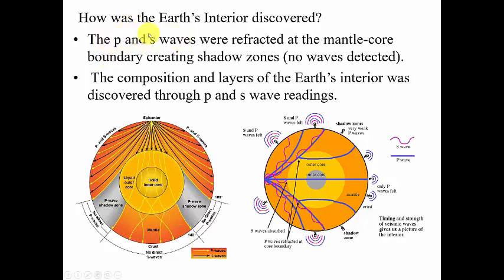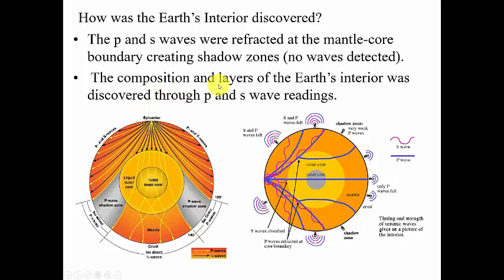The P and S waves, when they're traveling, they refract at the mantle. This is where the mantle and core boundaries are. And they create shadow zones. This is where no or weak waves are detected right here, where it's gray. It's not detected here. So if we have a seismometer in any of these locations on the Earth, we're not getting any readings, or very weak readings.